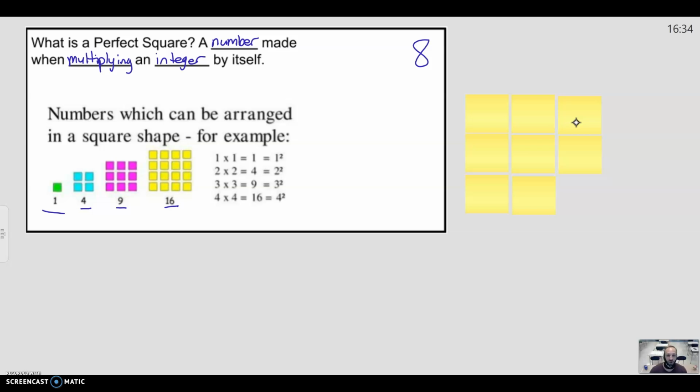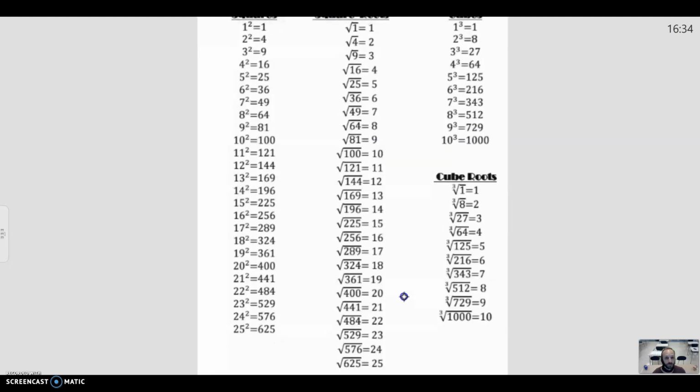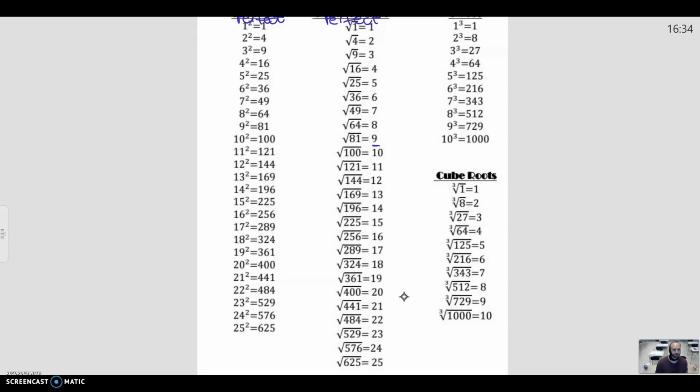So we looked in class today, and something that we've got to do is memorize the first 25 perfect squares. You can see right here, this is a list of the first 25 perfect squares. We're going to be working on memorizing these perfect squares. But we also learned today how to approximate the square root of a non-perfect square.